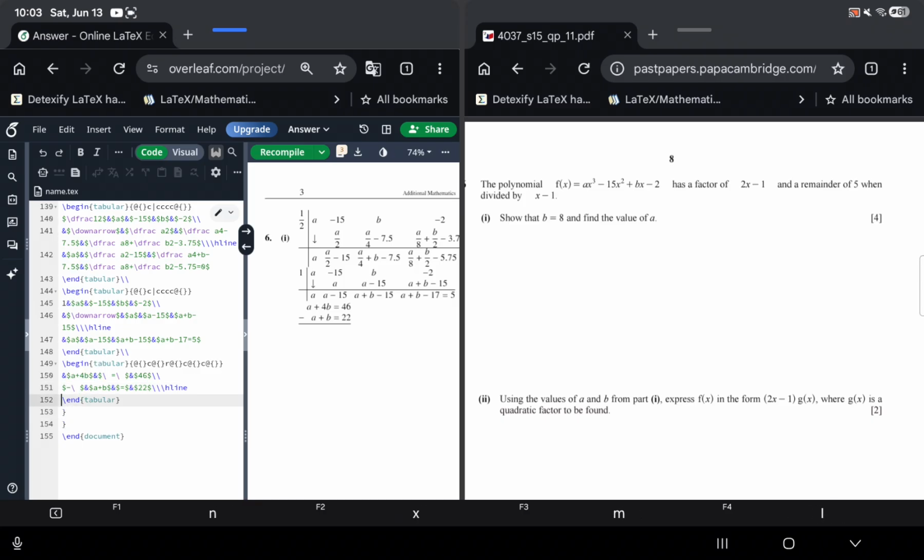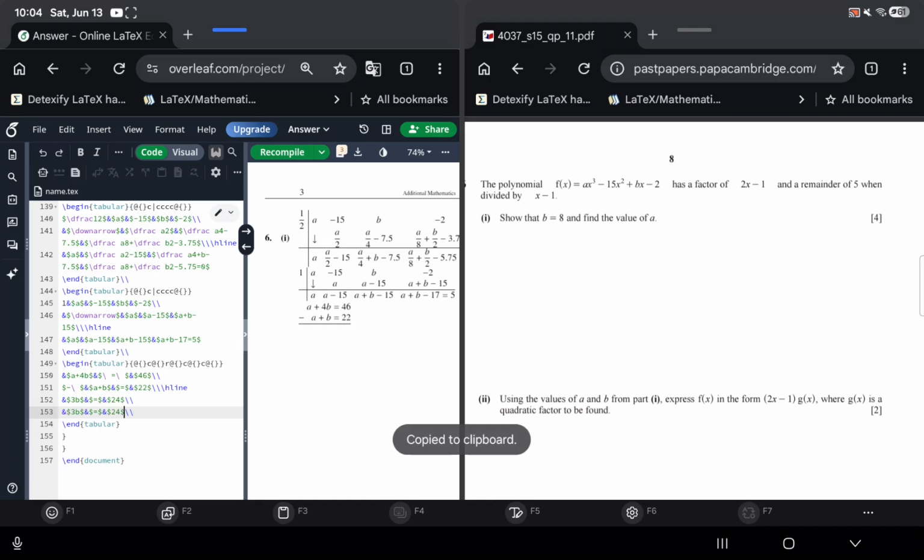Yes, just space it. It's okay. So we get the values 4 minus 3b is equal to 46 minus 22, 24, which implies that b is equal to 8. Do not cancel.